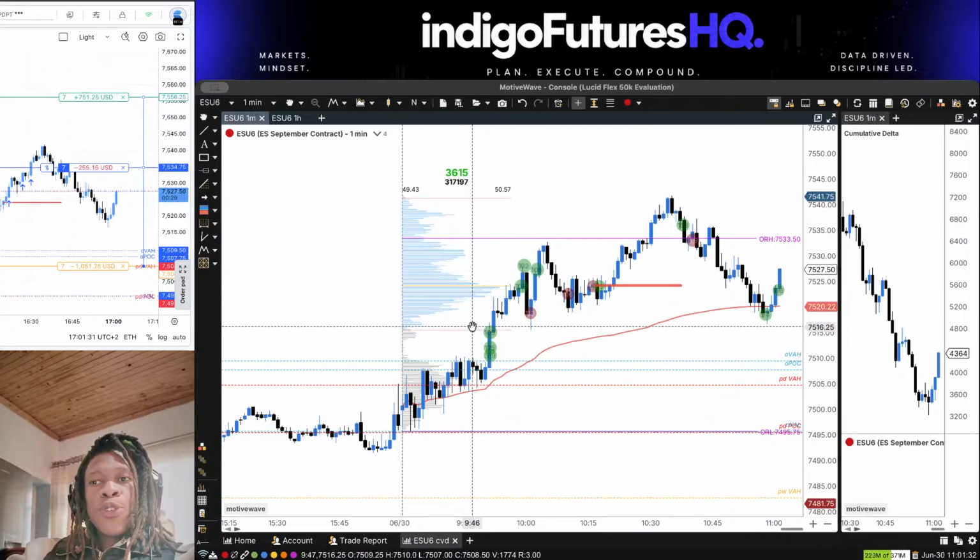And then from reading the delta, I could see that no, actually, buyers were still in control. And once I saw that, that's when I exited my trade. I just moved my stop closer so we could have another shot at it, which is this.